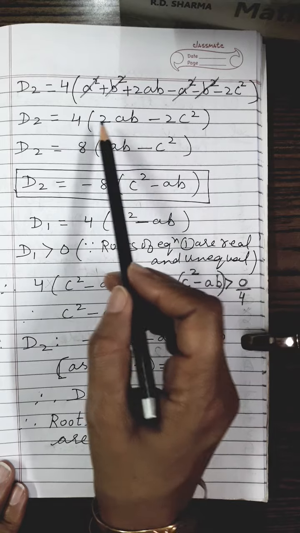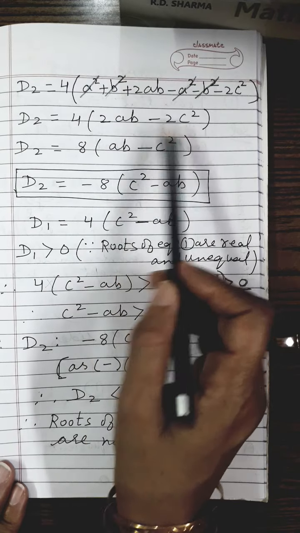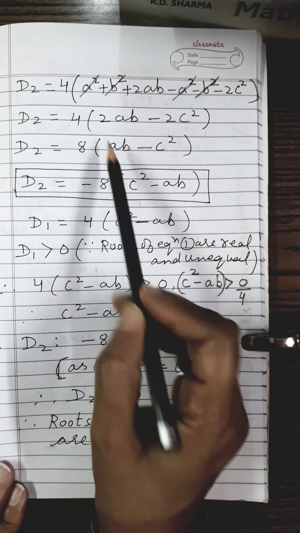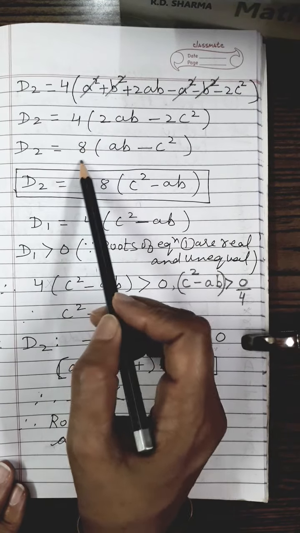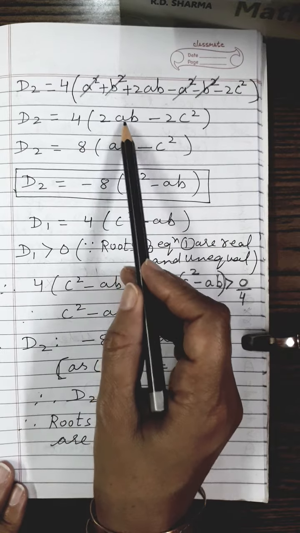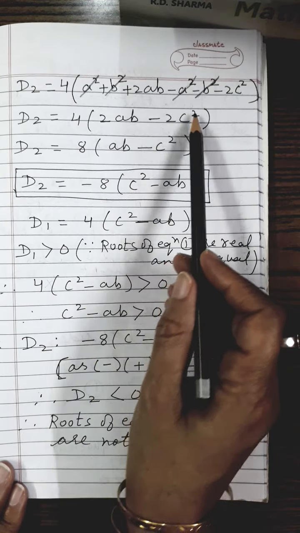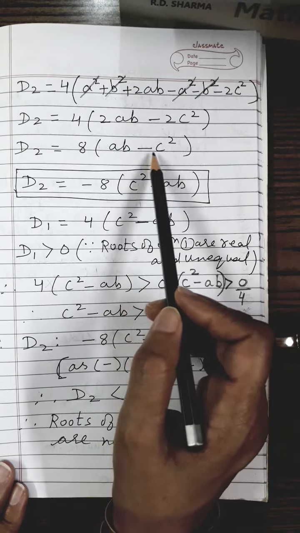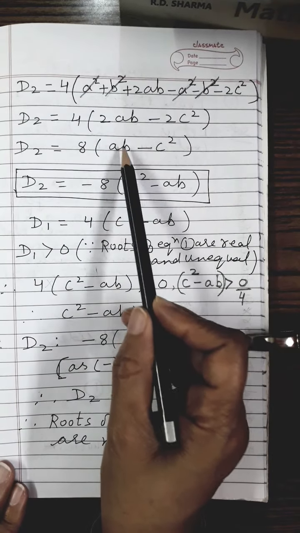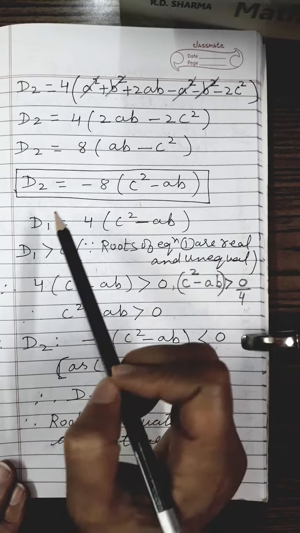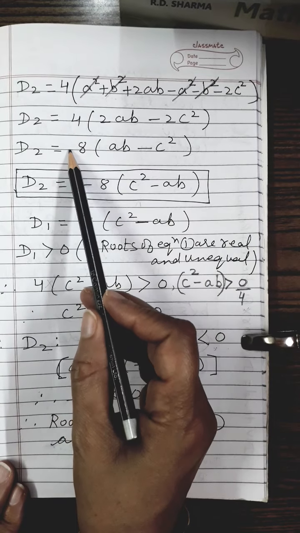Now inside the bracket 2 is with both the terms, so I can take out this 2 outside common. So that 2 will get multiplied with this 4 will give you 8. So d2 will become 8 bracket, 2 is outside, so this will give you ab, and this will become c square. So I write ab minus c square bracket close. Now what I will do in the next step, I will take out from this bracket the minus sign outside the bracket. Why I am taking the minus sign outside?